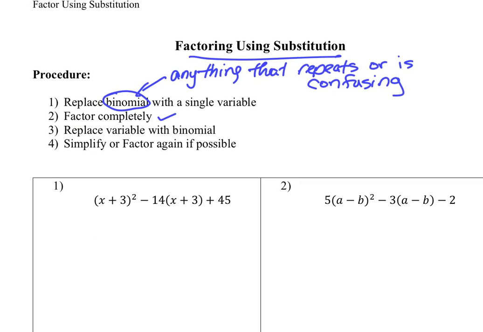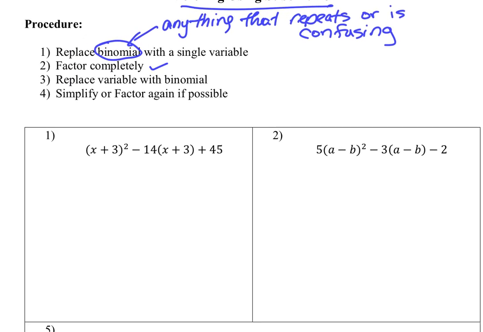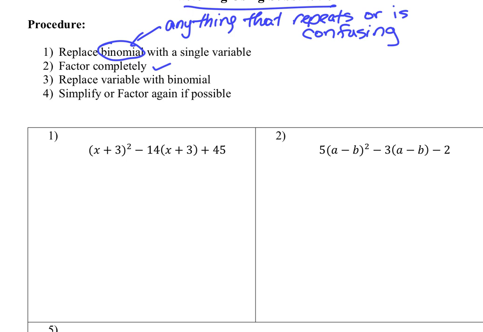So here we go. Let's show you what it is. For this first one, the thing that repeats or is confusing is x plus 3. X plus 3 happens twice. So what we do is we say let a equal x plus 3. So this is a squared in this spot, minus 14a plus 45. Now looking at this, it's a lot simpler to factor than that mess that we just had.